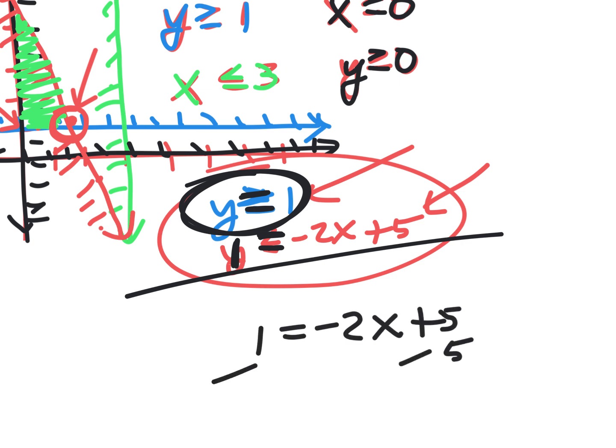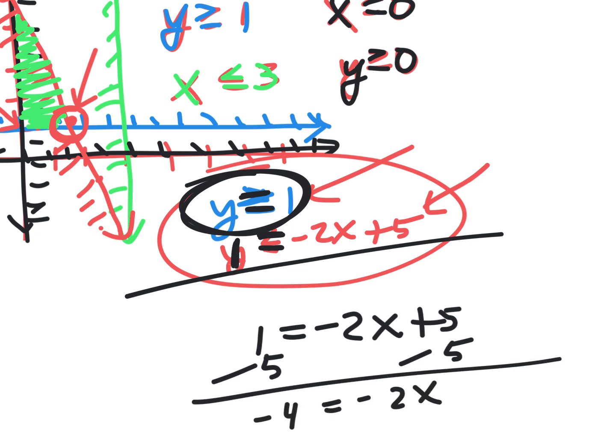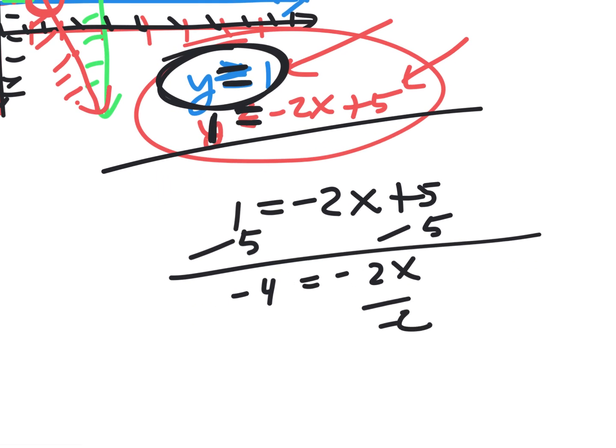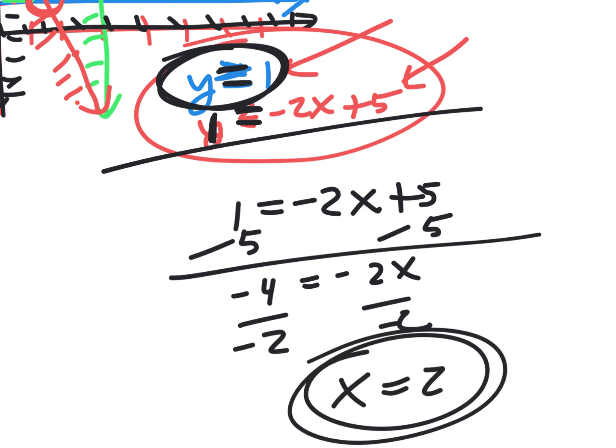Subtract 5 from both sides. Negative 4 equals negative 2x, divided by negative 2, divided by negative 2. X equals 2. Cool. Looks like it actually worked out really nice. I thought it was a decimal. It wasn't even a decimal.